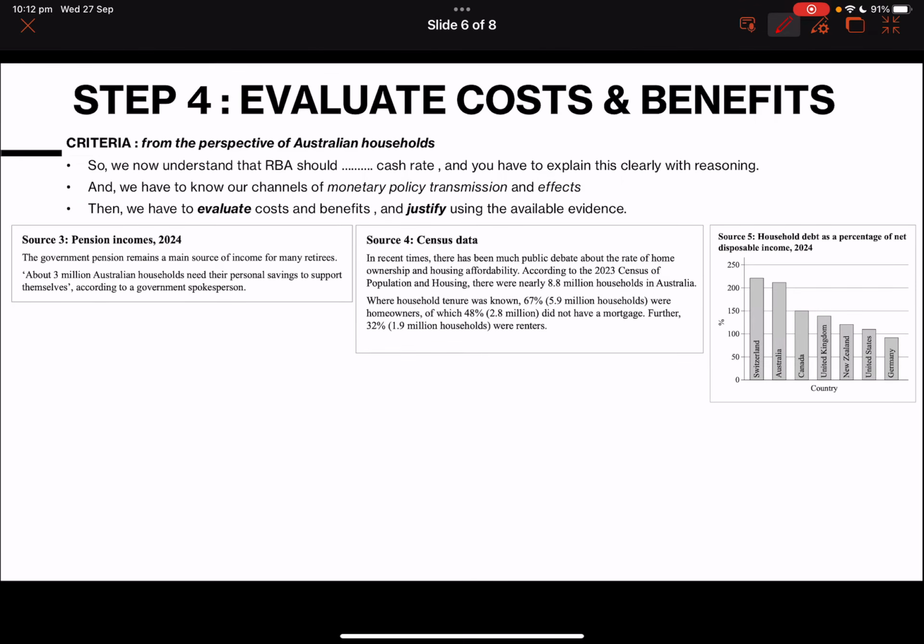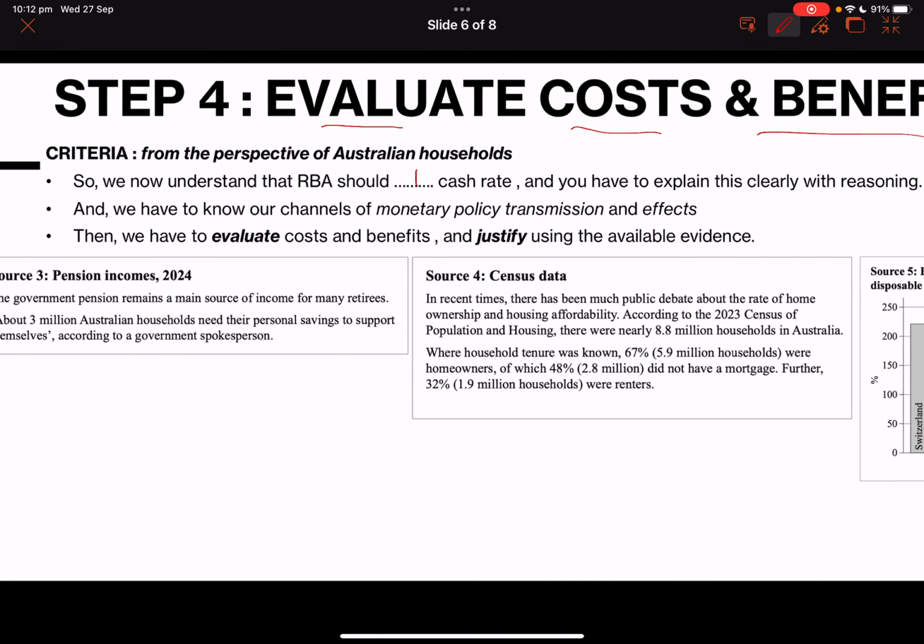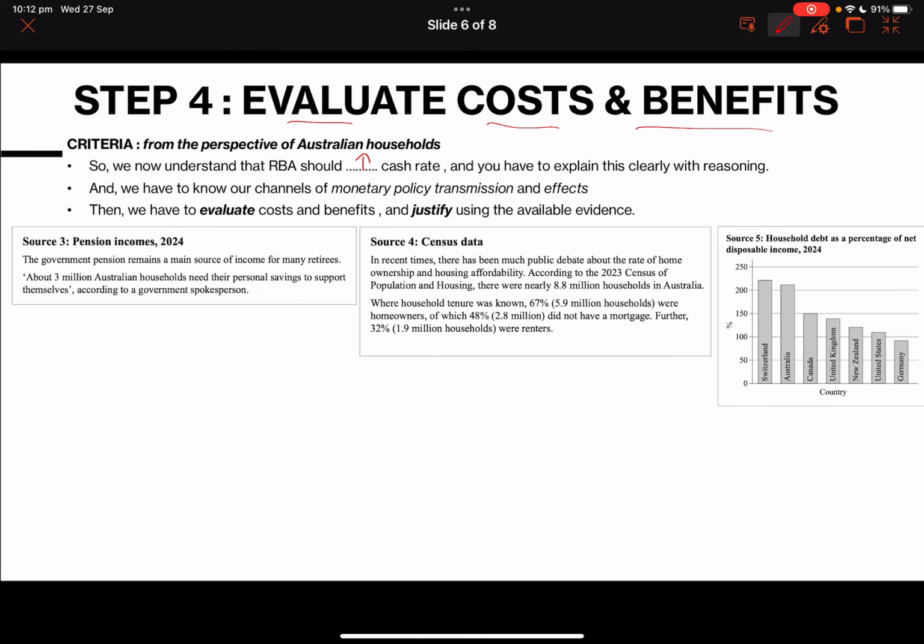Okay, back to it. Step 4. We've looked through the issue, we've justified the issue with our analysis, and you've got to write all that down in your paper. Then we've got to think about evaluating the costs and the benefits. So now we understand that the RBA should raise the cash rate. And you have to explain this clearly with reasoning. We're going to talk more about this as we go through.